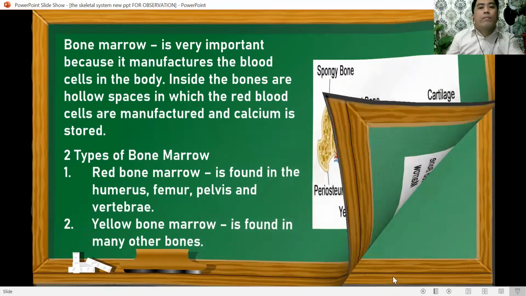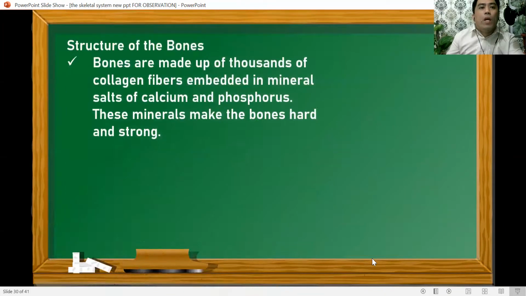Next, the structures of bones. Bones are made up of thousands of collagen fibers embedded in minerals, salt of calcium and phosphorus. So these minerals makes the bones hard and strong. So that is the reason bakit matigas ang ating buto, because of calcium and phosphorus. Okay.